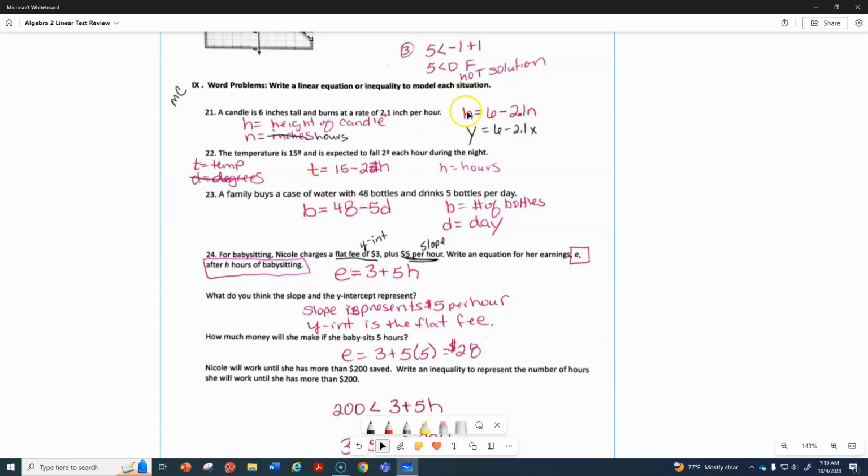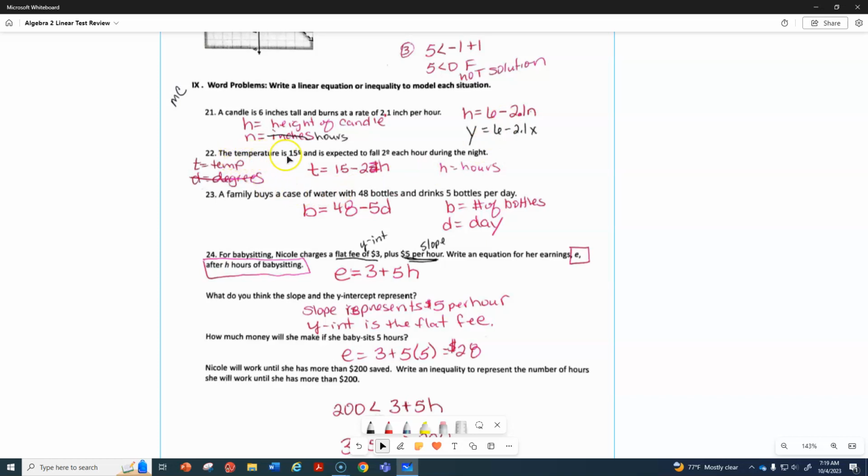It looks like here they're using H for height and N for hours. I don't know why we use N for hours, but either way, you should see our starting point is always our y-intercept. It started at 6 inches and it's getting shorter. So that means the slope has to be negative.